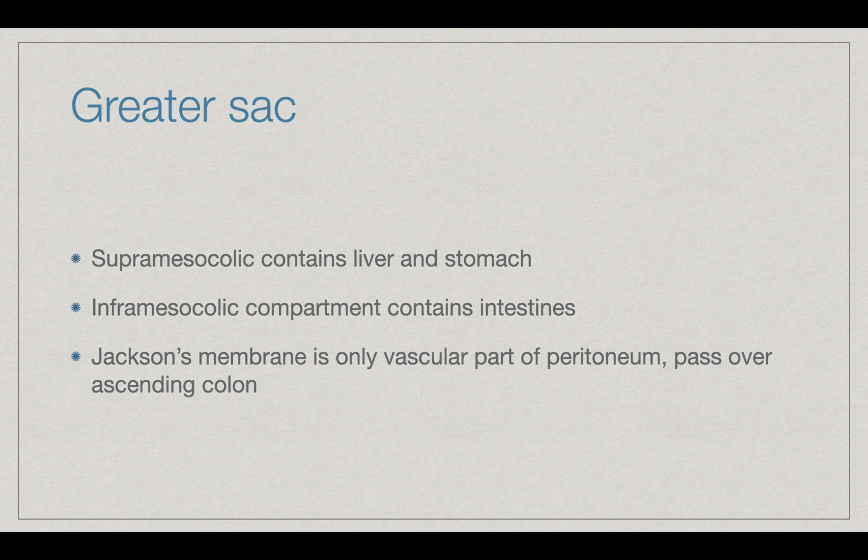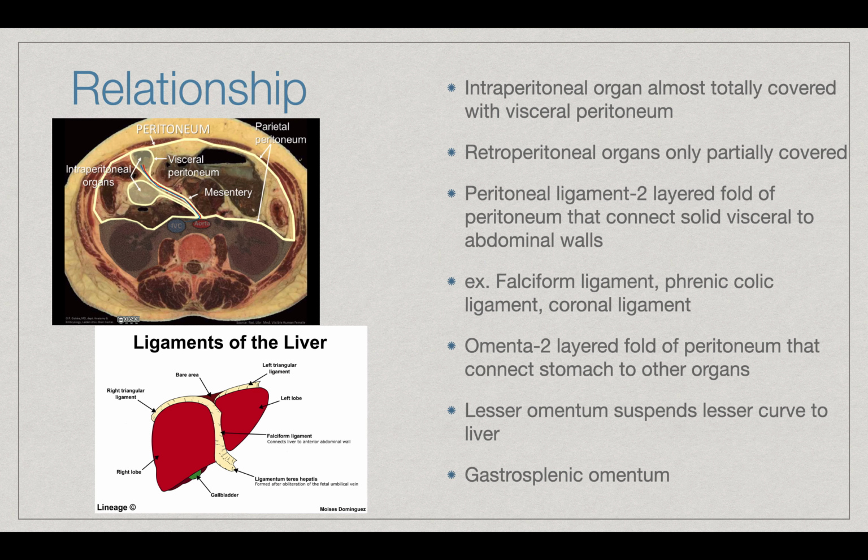The Jackson's membrane is the vascular part, and it passes over the ascending colon. And the intraperitoneal organs are going to be covered with the peritoneum, and then the retroperitoneal are going to be somewhat covered. The peritoneal ligament is going to be a two-layered fold, and it connects the solid viscera to the abdomen wall. And there's a couple different ones. There's the falciform ligament, the phrenic colic, and the coronary ligament. And here's the falciform ligament. See, it connects the liver to the anterior wall.